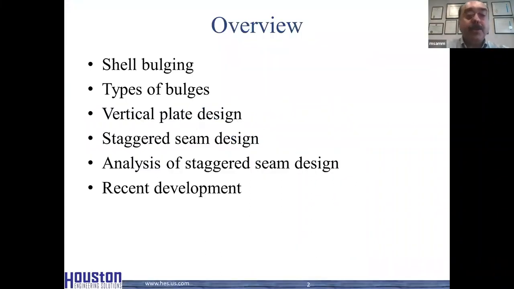So, overview. I'll talk about shell bulging in general. I'll talk about the types of bulges, the vertical plate design, the staggered seam design. We'll talk about the analysis of staggered seam design and then recent developments on the technology.